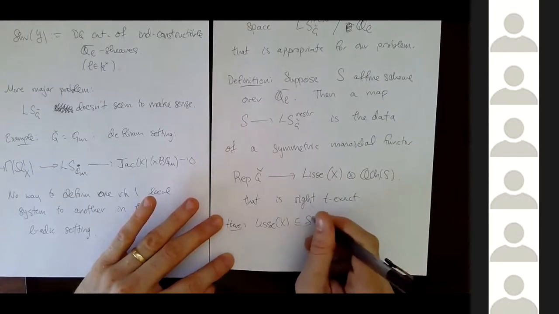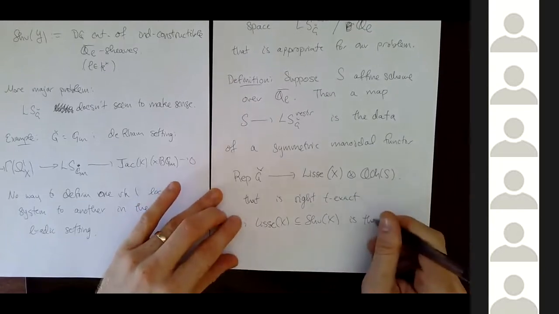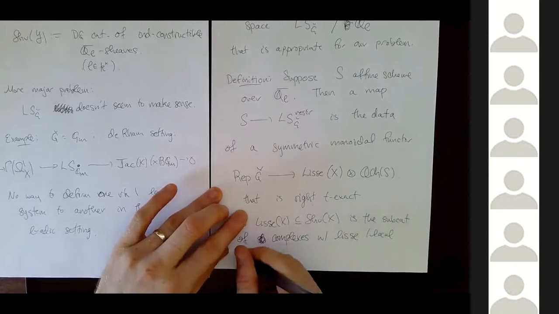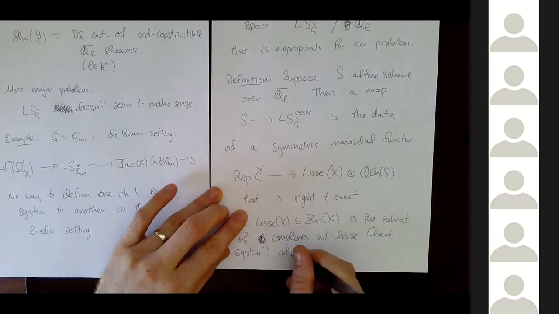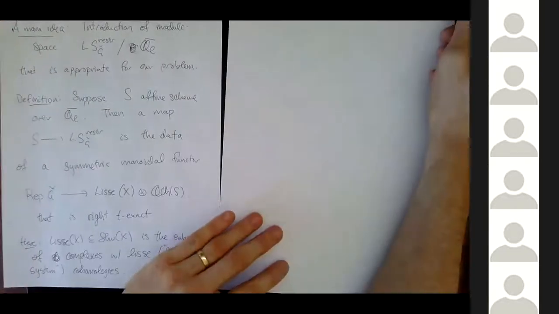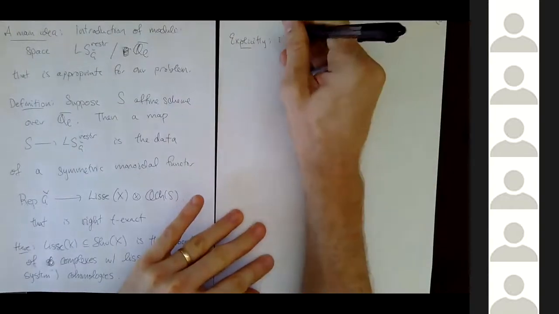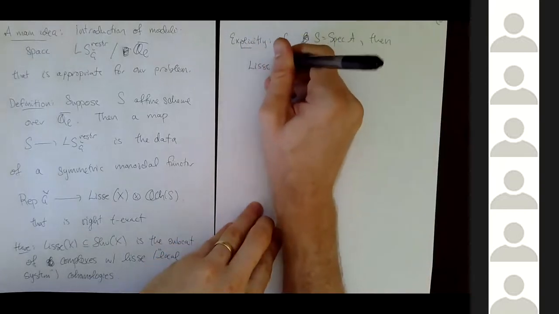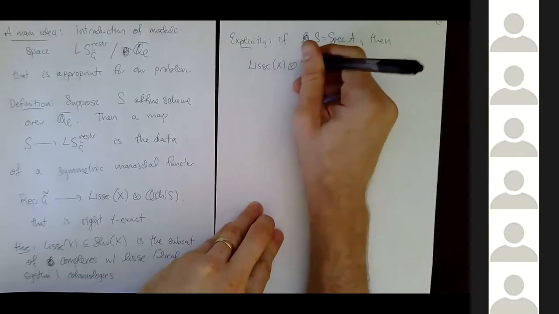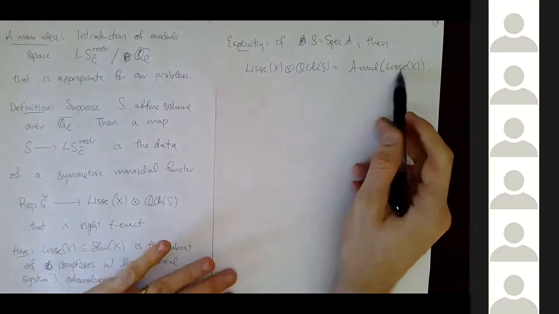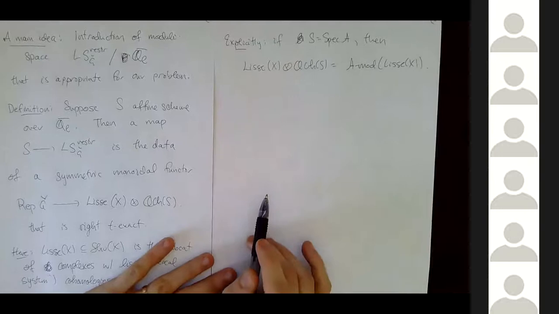This is the subcategory of complexes with lisse cohomologies, so sort of local system. And this tensor product is a categorical tensor product that maybe not everyone knows. Let me say it explicitly: if S is equal to Spec A, then this category on the right-hand side, Lisse of X tensor QCoh of S, is just the category of A-modules in the world of these lisse sheaves. So it's an ind-lisse sheaf with an action by endomorphisms of this algebra A.